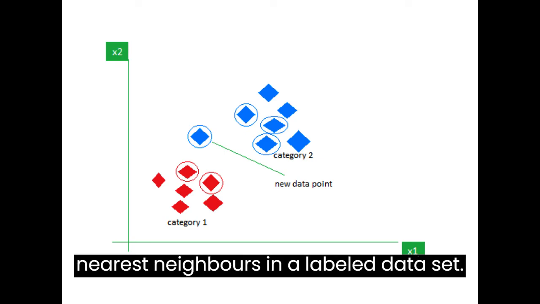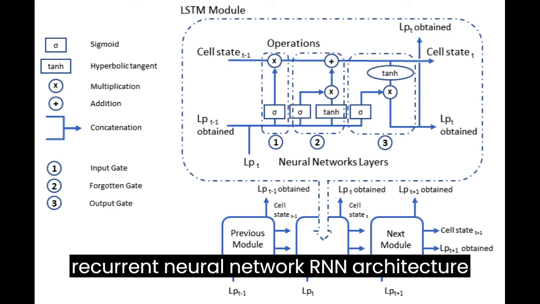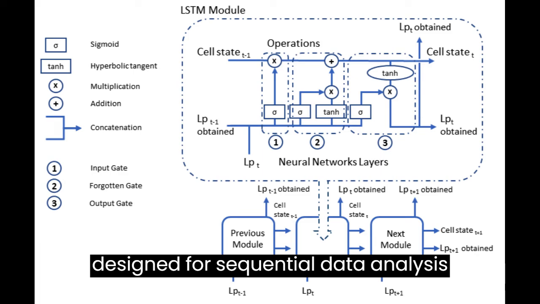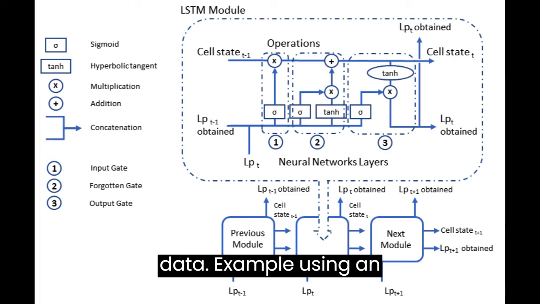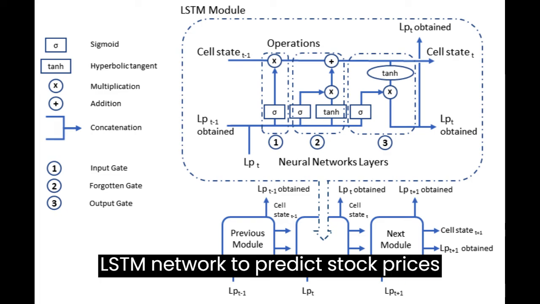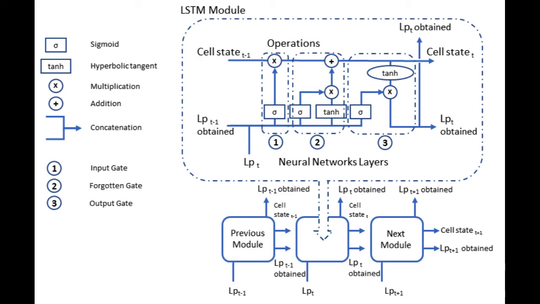LSTM, long short-term memory, a type of recurrent neural network, RNN, architecture designed for sequential data analysis, such as time series and natural language data. Example: using an LSTM network to predict stock prices based on historical trading data.